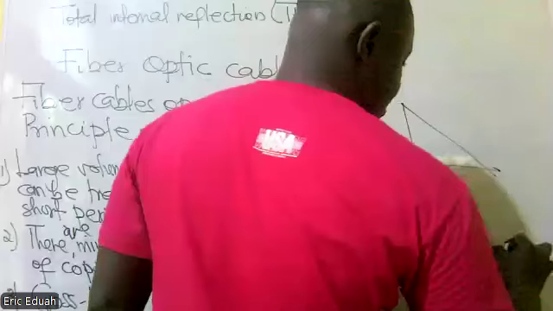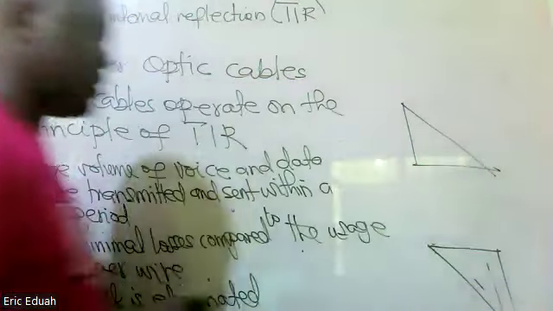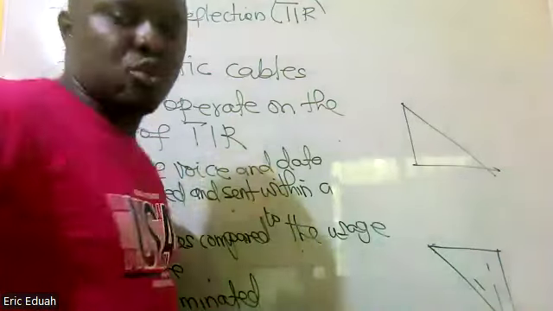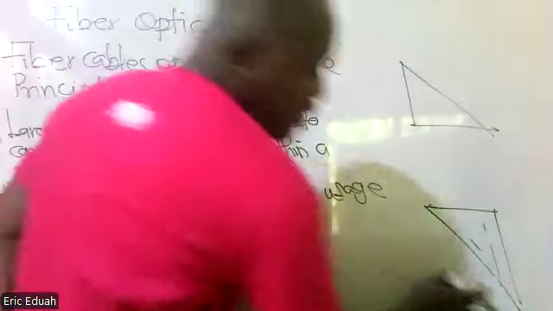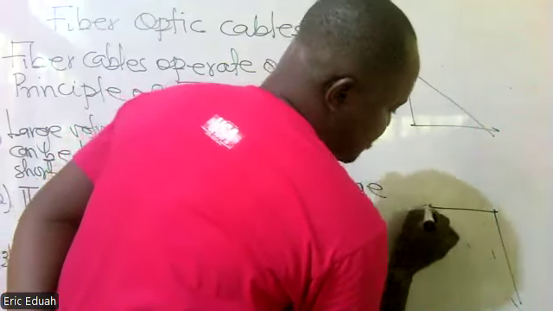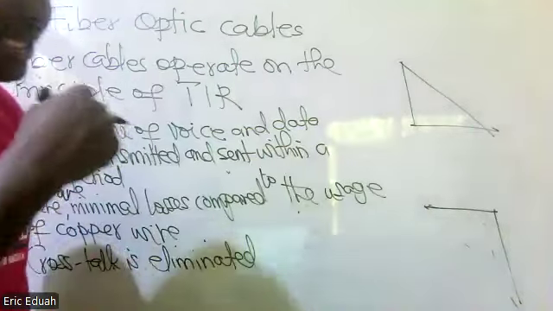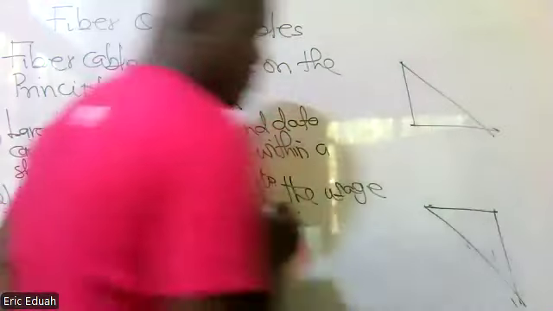Prism periscope. In a prism periscope, two triangular prisms, or right angle triangle prisms, are arranged in this manner.